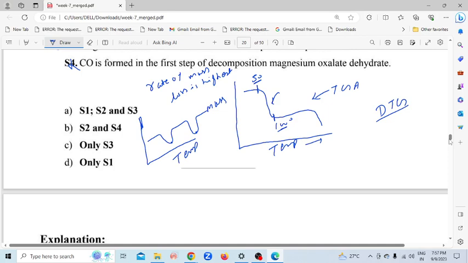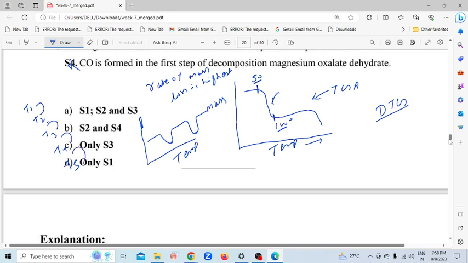So if you are plotting a graph like that, it is a differential temperature. What can we understand? T1, T2, T3, these are the different temperatures. Suppose I am taking T1 to T2, how much mass loss is there? T2 to T3. This is called a differential temperature.